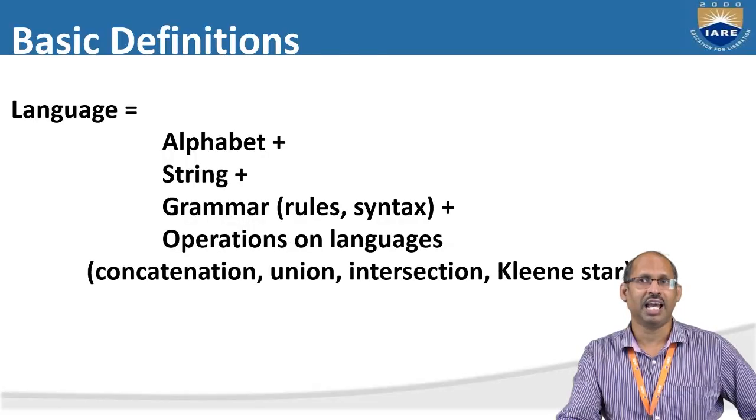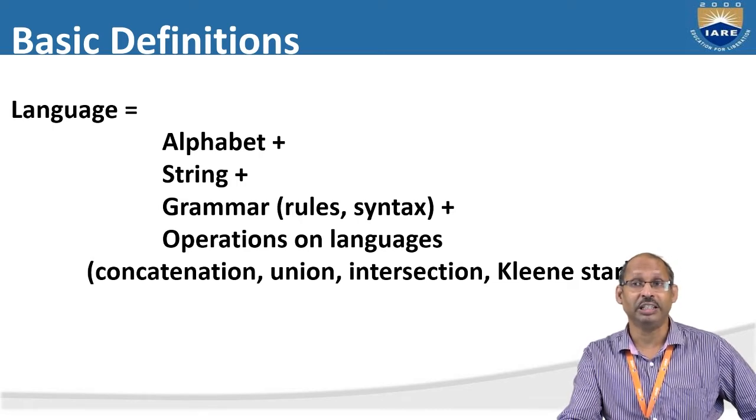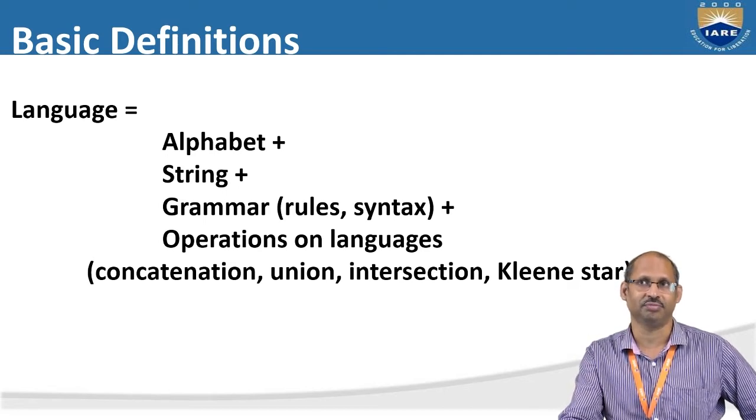So, what is a language? A language is a set of alphabet. A group of symbols from the alphabet is a string. Rules and syntax rules of the grammar, plus operations on the languages, all these combined result in a language.